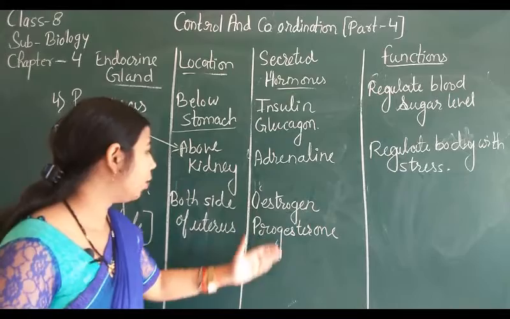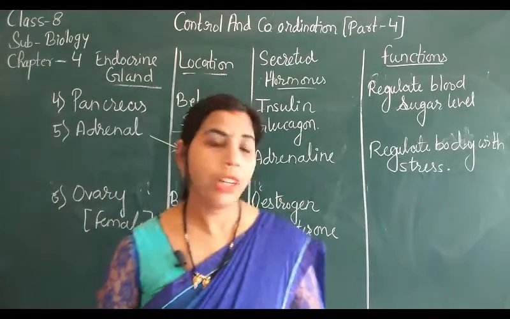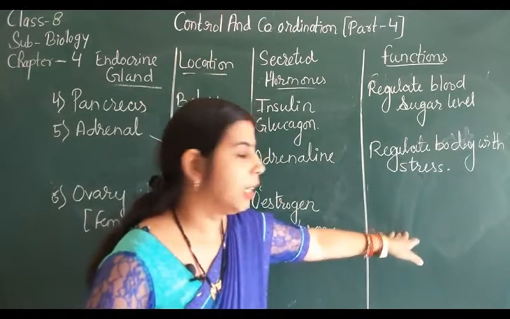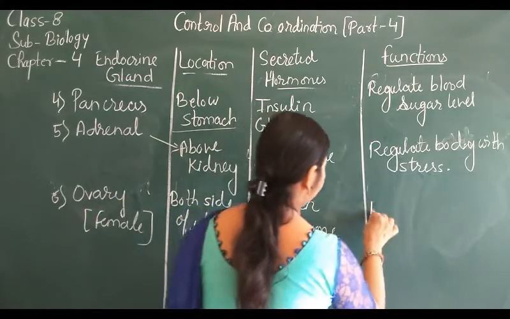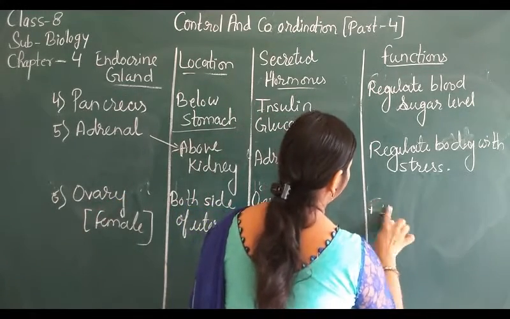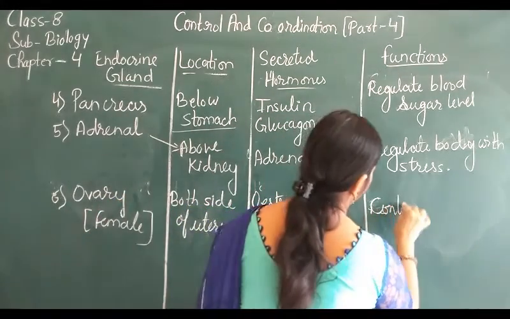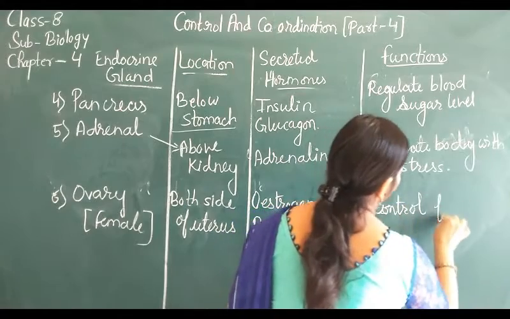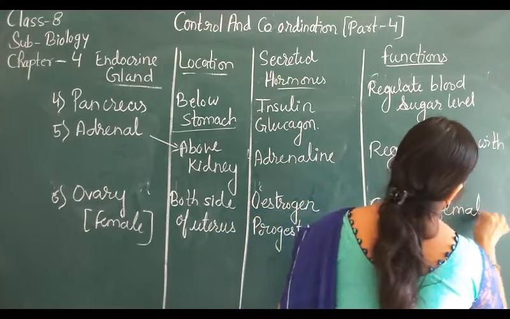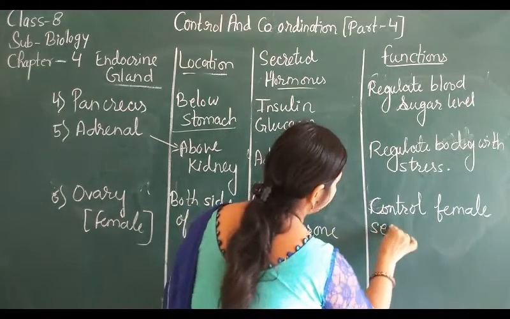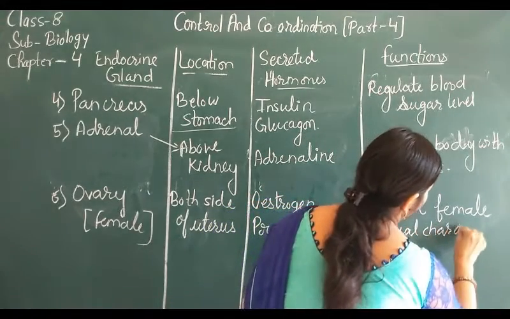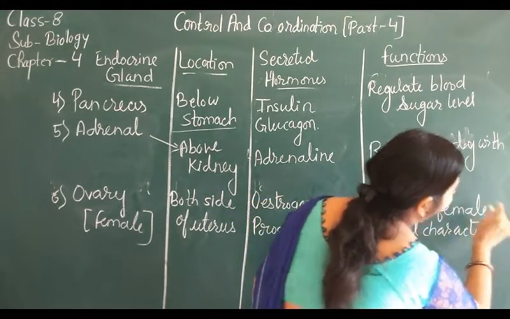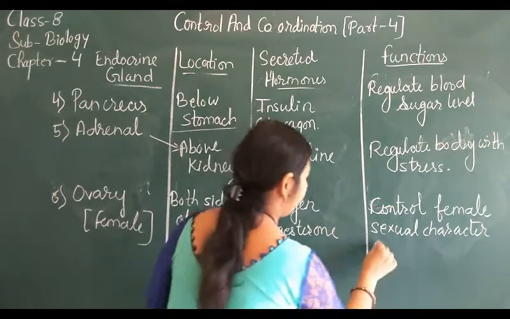Now what is the need of this estrogen and progesterone? So these both hormones control the female sexual character. And they also help in maturing the egg.